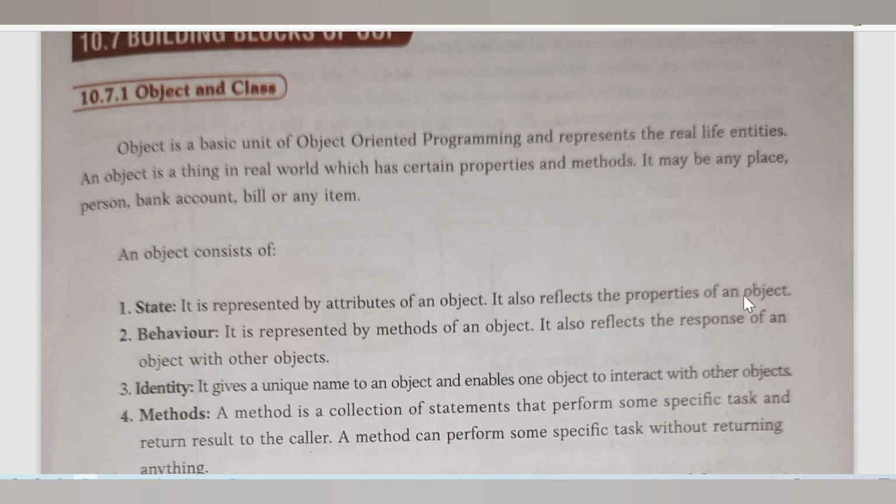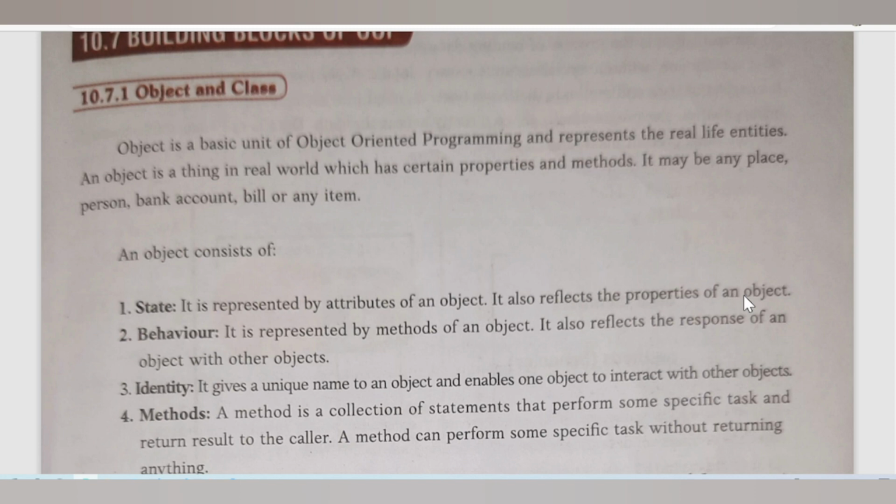Building blocks of OOP, as the name suggests, object oriented. So here the object is the building block of the programming. An object is the basic unit of object oriented programming, and it represents real life entities. An object is a thing in the real world which has certain properties and methods. It may be a place, person, bank account, bill, or any item. As I said, it can be a car, a cat, a dog, a bill, any place name, anything. An object can be anything.